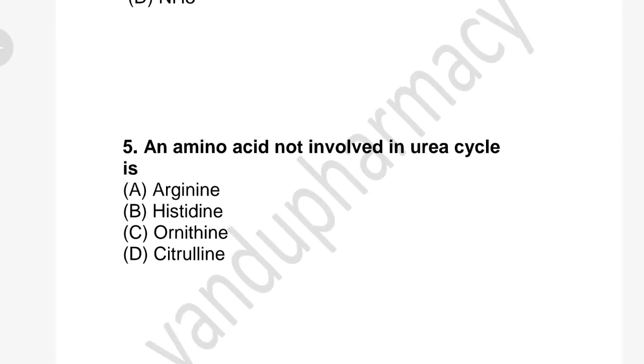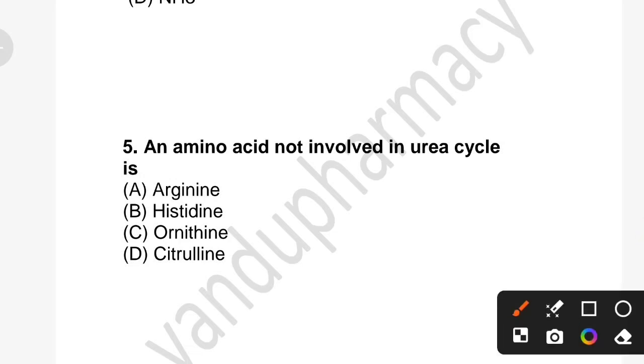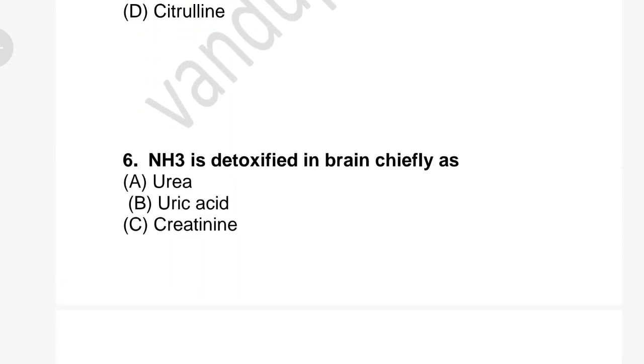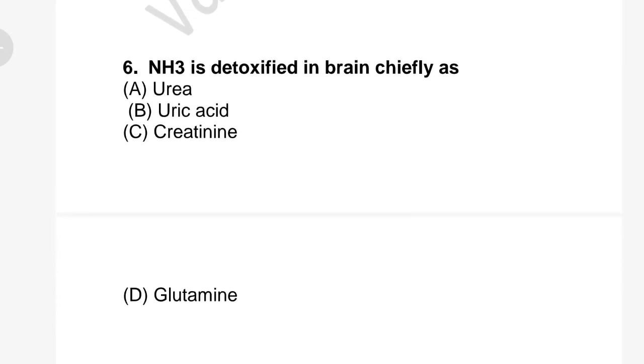The amino acid not involved in urea cycle. Option A arginine, option B histidine, option C ornithine, option D citrulline. Right answer is option B, histidine. Next question. NH3 is detoxified in brain as option A urea, option B uric acid, option C creatinine, option D glutamine. Right answer is option D.